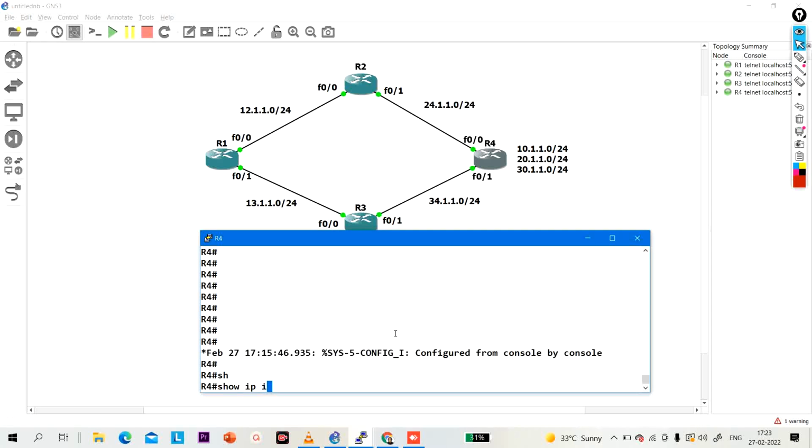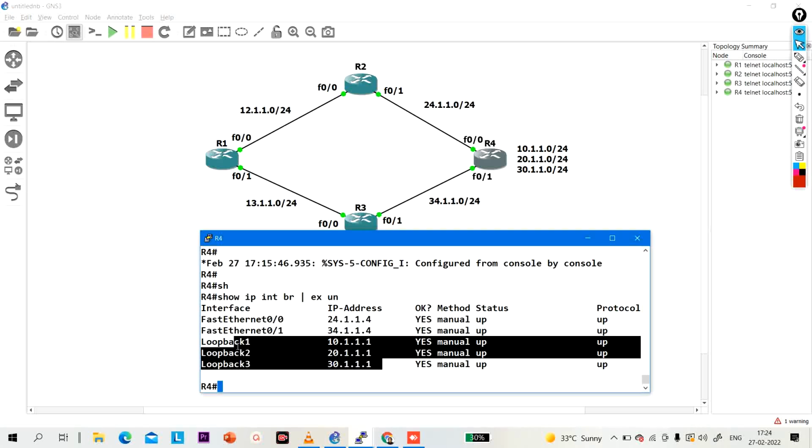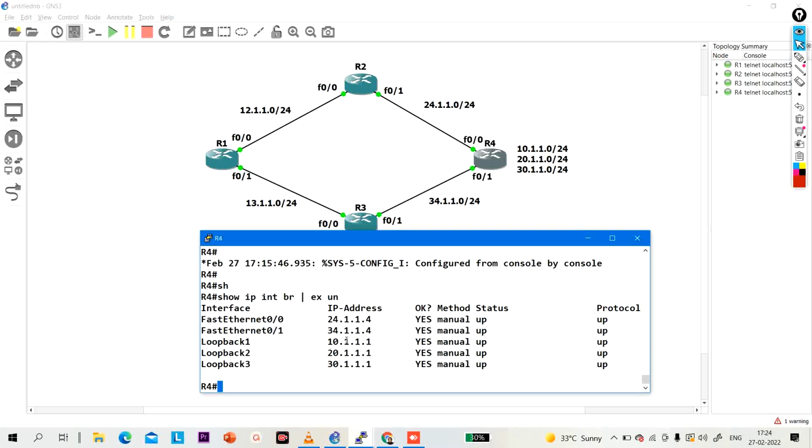So, show IP interface brief, exclude unassigned. You can see on FastEthernet 0/0 I am running 24.4, on FastEthernet 0/1 I am running 34.4, and we have 3 loopbacks, right? So on Loopback 1, the 10.1.1.0/24 network is running, on 2 the 20 network, on 3 the 30 network. Fine. Now guys, let me configure EIGRP.